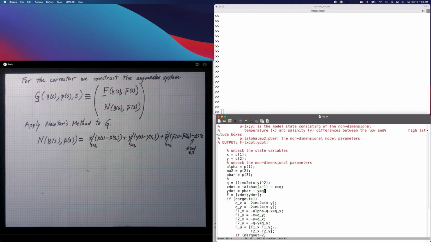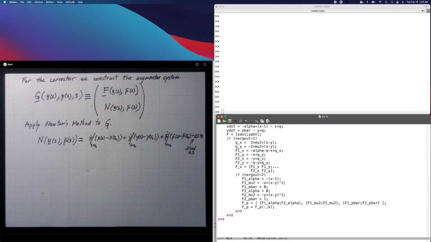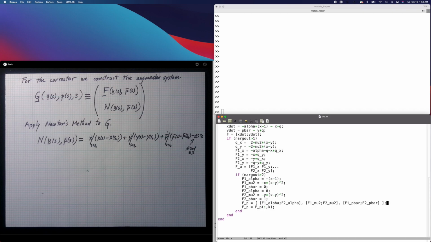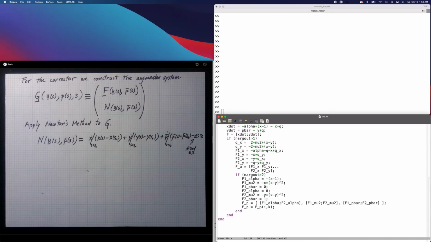Down here, the third input, I'm calling it k, which was 3 in this case, and then I can extract the third partial derivative. Because I'm doing a continuation, p bar is the one that I'm trying to increment as I go along the S-shaped curve, not mu2 or alpha.